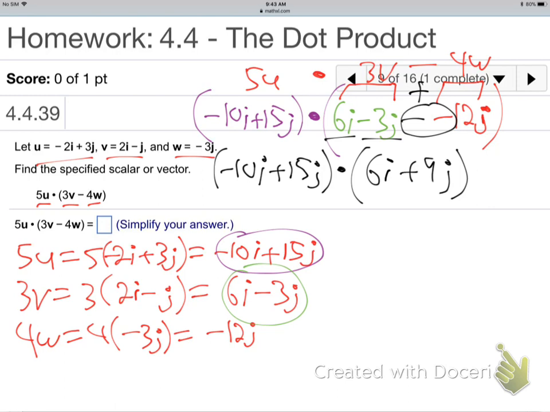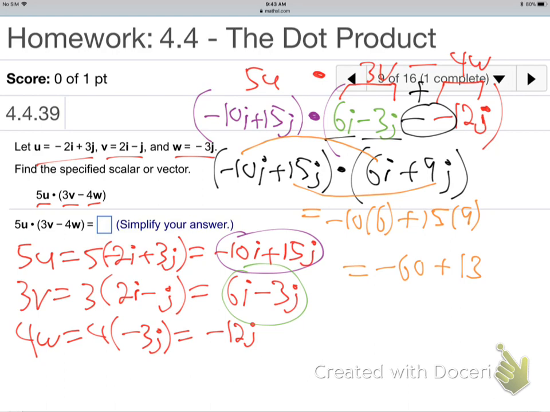And so then we do the dot thing. Minus 10 times 6 would be, and then add 15 times 9. So minus 60 plus 90 and 45, 135. Is it 75? And we're done. Yeah. Good? I go too quick?